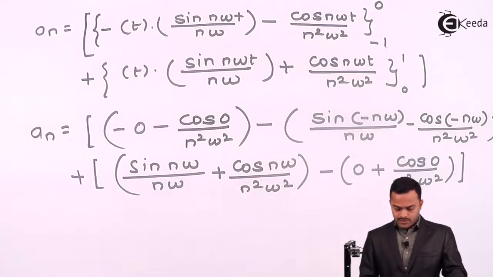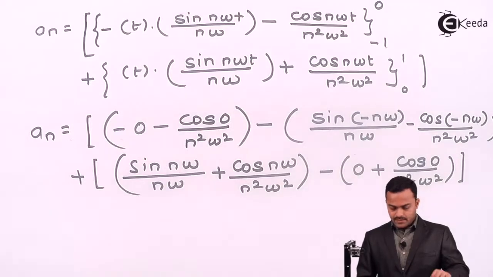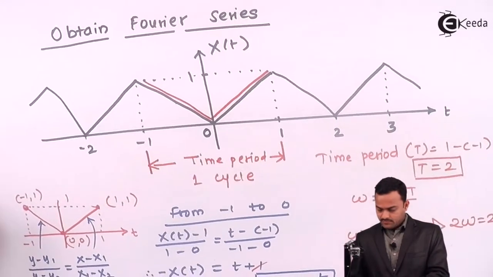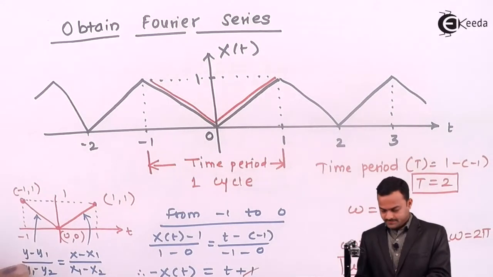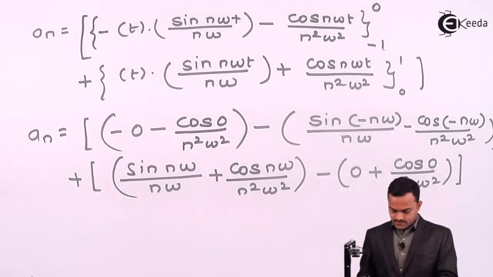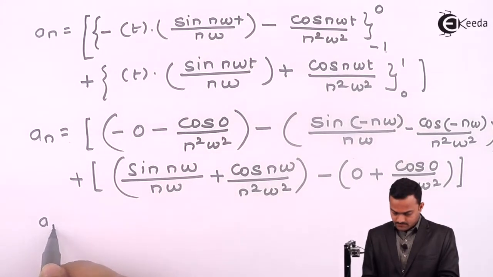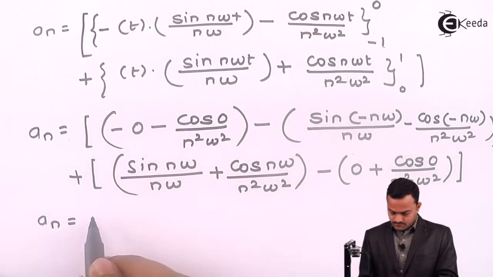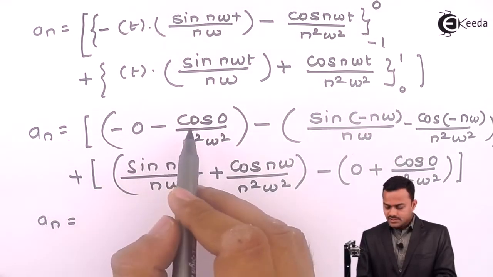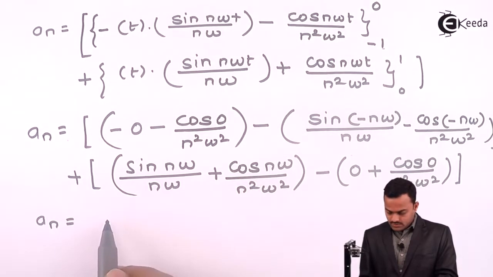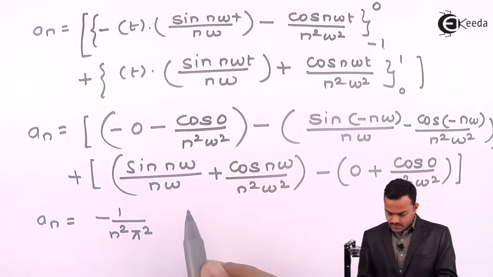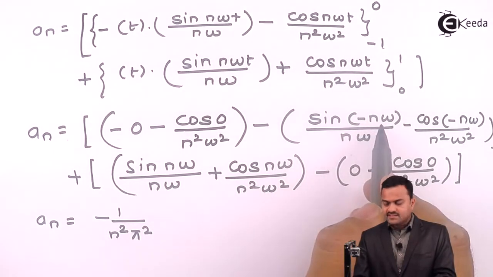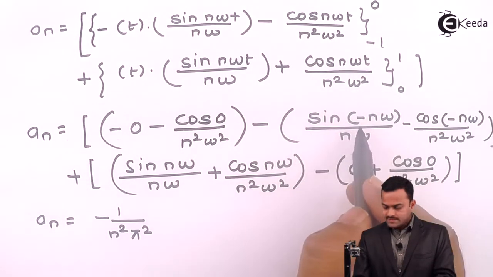Now we have calculated in the earlier stage omega, which is nothing but pi. So wherever the omega is there, we will replace it with pi. So we will get an as, so I am removing this 0 and I know cos 0 is 1. So straight away it is minus 1 upon n square pi square. Sine minus theta is minus sine theta.